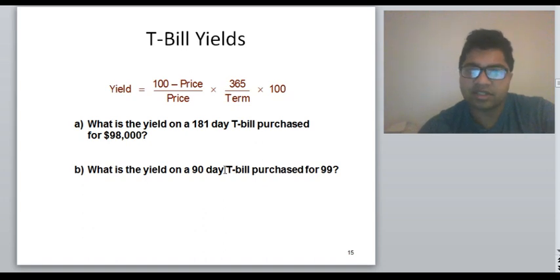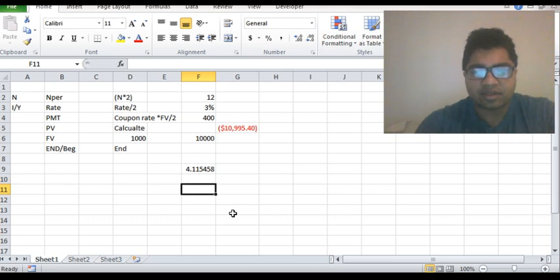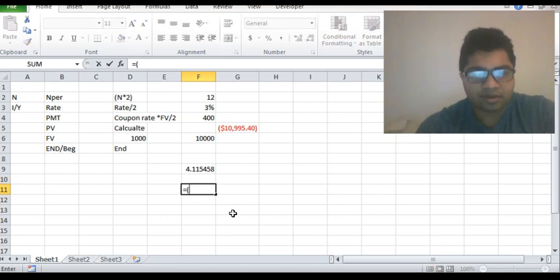The second is, what is the yield on a 90-day T-bill purchased for 99? So in this formula it will be 100 minus 99 divided by 99. I'm putting the brackets.